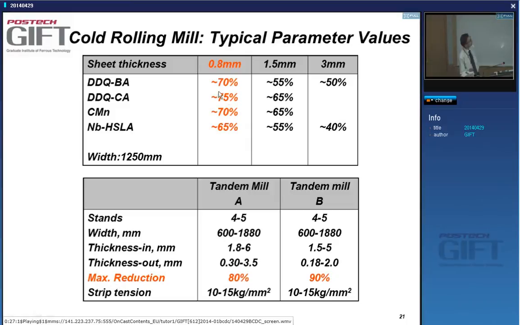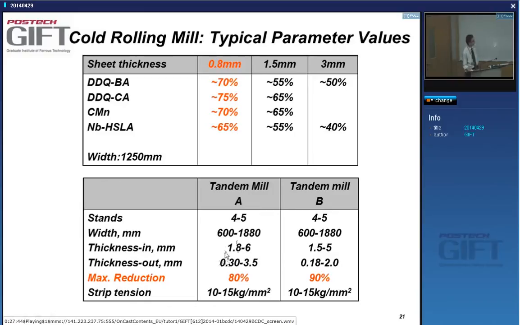type of steel you're processing, DDQ, meaning deep drawing quality, that will be batch annealed, that will be continuous annealed, a carbon manganese structural steel or niobium HSLA steel, the reductions are typically of the order of 75%. For a width here of 1250. The number of mill stands is 4 to 5. Nowadays, it can be different. It can be more like 5 or 6, perhaps.